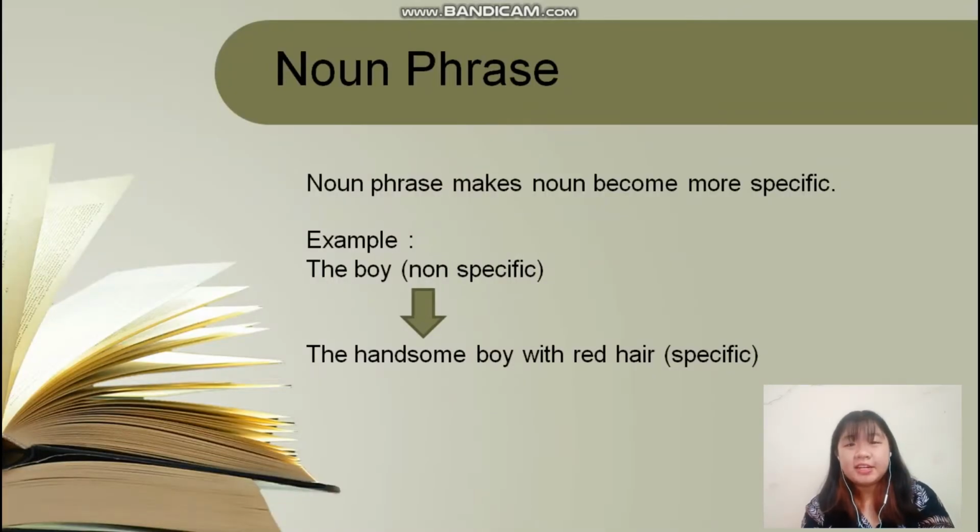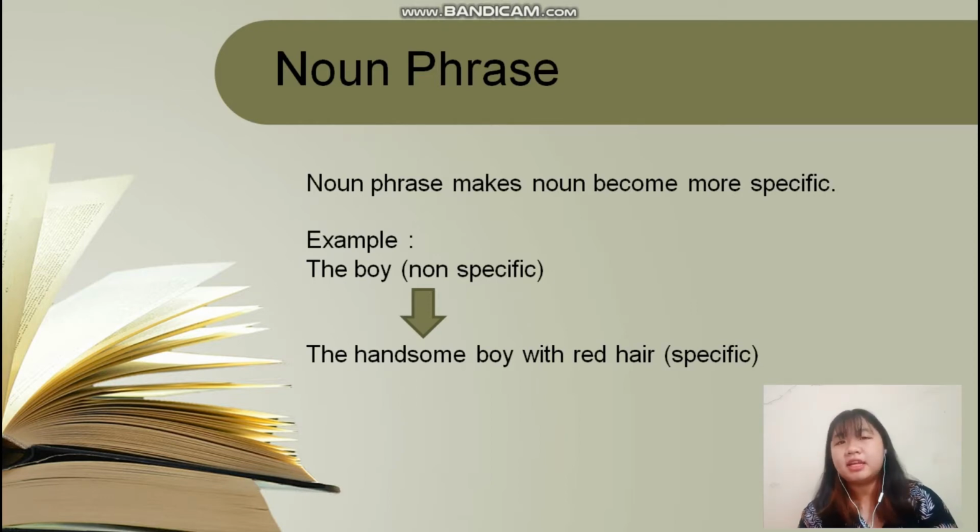The first phrase is noun phrase. What is noun phrase? Noun phrase makes a noun become more specific. For example, look at the boy. But which boy? It's a noun but not specific yet. So we use a noun phrase to make it more specific. For example, look at the handsome boy with red hair. It becomes more specific, right? So that is noun phrase.